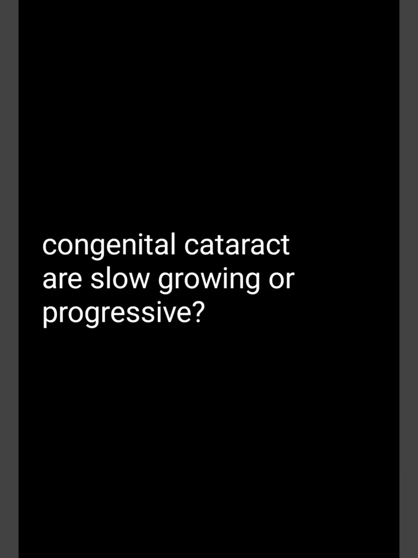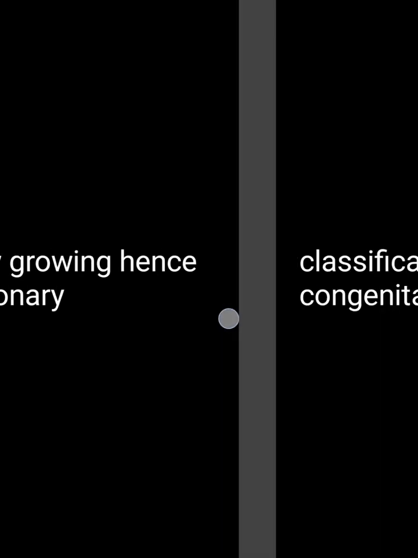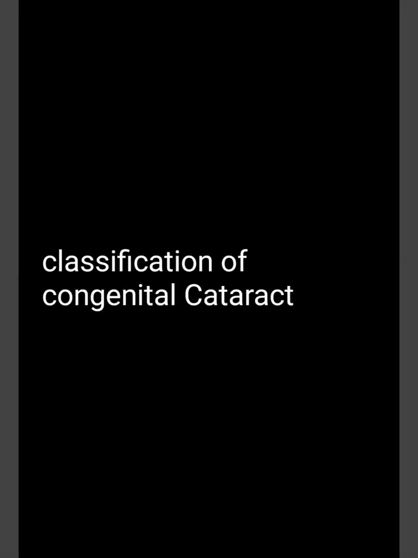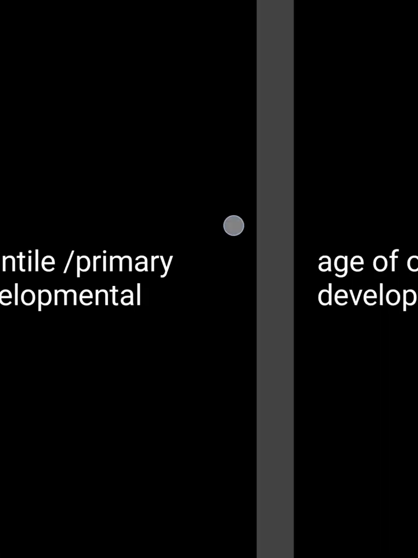Congenital cataracts are slow-growing or progressive. Very slow-growing, hence static. Classification of congenital cataract: infantile, primary, developmental.